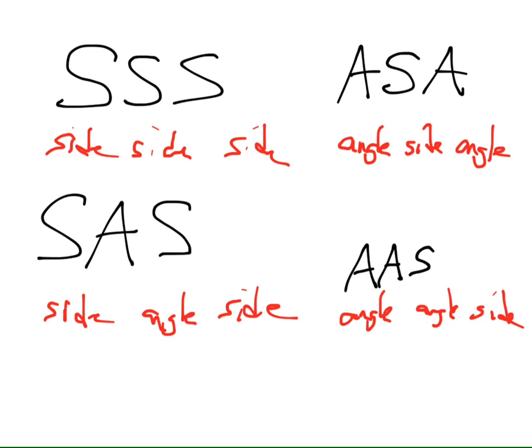So we now have 4 theorems that we can use to prove triangles congruent. These are used the exact same way as we did before, except we just have different pieces of information. This one, we would have to have 2 angles and the side that's sandwiched between them, right? The included side. This one, we would have 2 angles and then a third side. Doesn't have to be sandwiched between them.